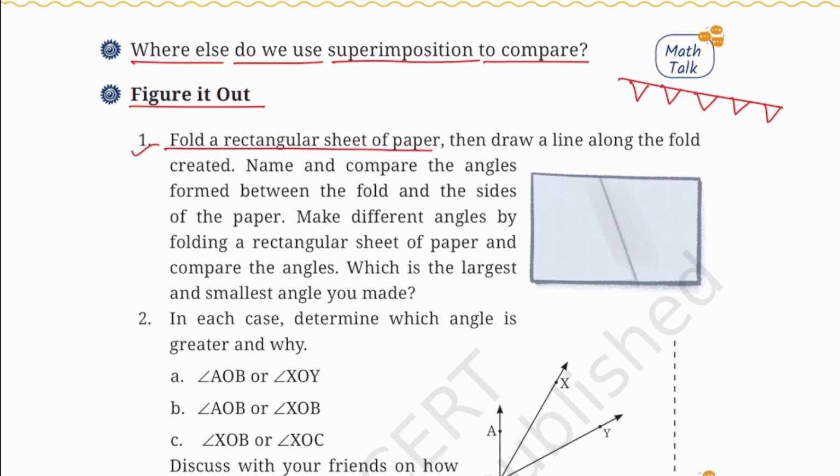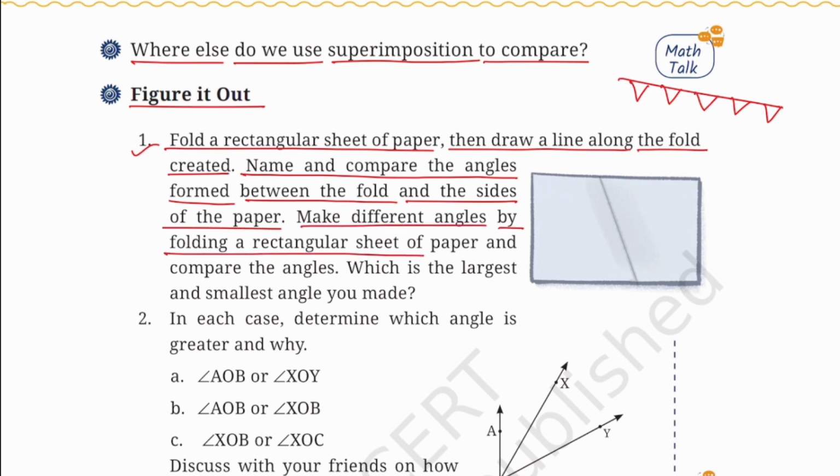1. Hold a rectangular sheet of paper, then draw a line along the fold created. Name and compare the angles formed between the fold and the sides of the paper. Make different angles by folding a rectangular sheet of paper and compare the angles. Which is the largest and smallest angle you made?